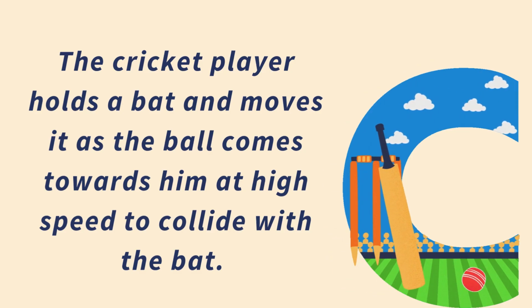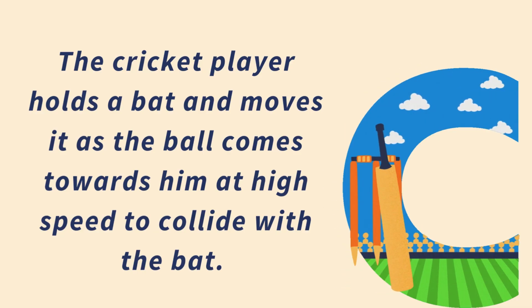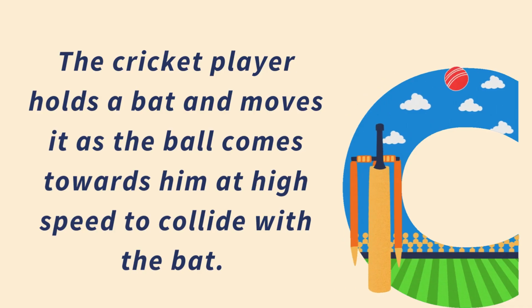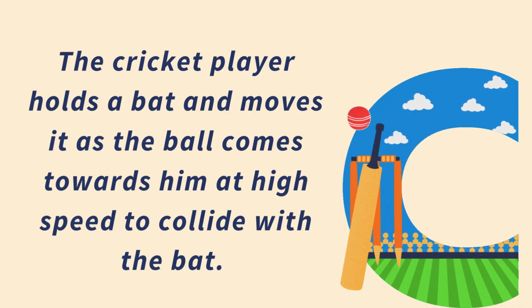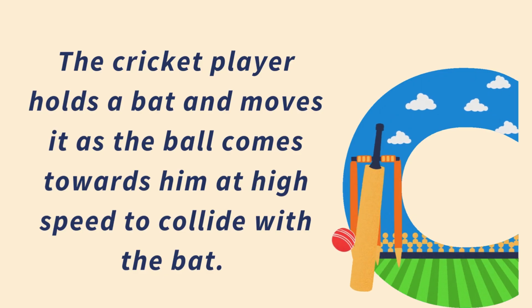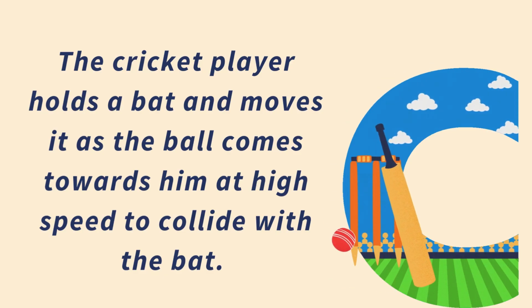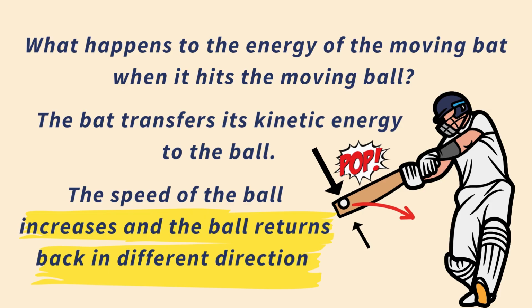Let us discuss what happens in this collision, okay? Here the player moves the bat. So this is a bat that is moving, okay? And also the ball is moving toward the bat. Here they are in opposite directions, okay? So the energy that the player transfers to the bat makes the bat have more energy. Yes? So what happens? The bat transfers this kinetic energy to the ball.